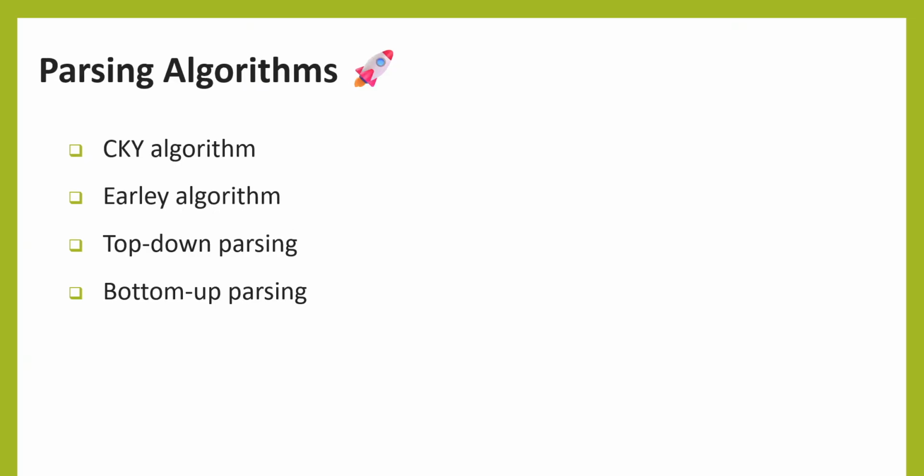Next comes the parsing algorithms. The CKY algorithm is a parsing algorithm for constituency parsing. The Earley algorithm is a parsing algorithm for constituency parsing. Top-down parsing is a parsing algorithm that starts with the overall structure of the sentence and works down to the individual words. Bottom-up parsing is a parsing algorithm that starts with individual words and works up to the overall structure of the sentence.